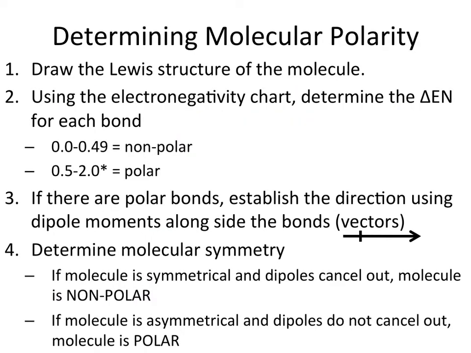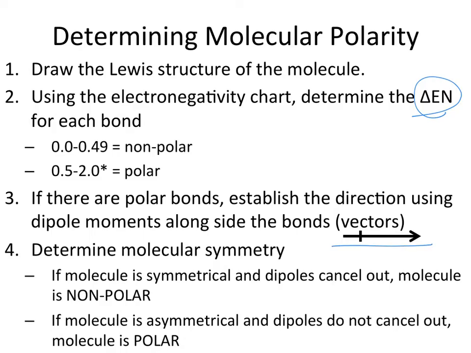So to determine this, we first have to draw the Lewis structure of the molecule, and we've seen that before. Once we do that, we go to our electronegativity chart and label the electronegativity values of all the atoms in that molecule. Now you'll be able to find the electronegativity differences of each bond, and you'll be drawing these little vector arrows to show the direction of the movement of electrons.